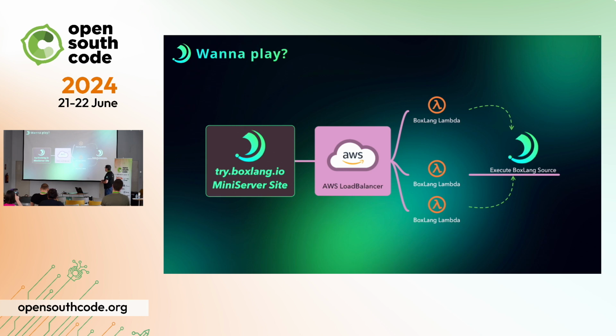And how it works is that we have the mini server site as a microservice deployed in our cloud. We actually have an AWS load balancer, and we have 3 Lambdas load balanced on demand. And then we actually execute the BoxLang source. So the mini server uses 64 megabytes of RAM. It's about 600 kilobytes. It's tiny. It's fast. Our Lambdas are 6 megabytes each. That's with all the source code that we added on top of our runtime.